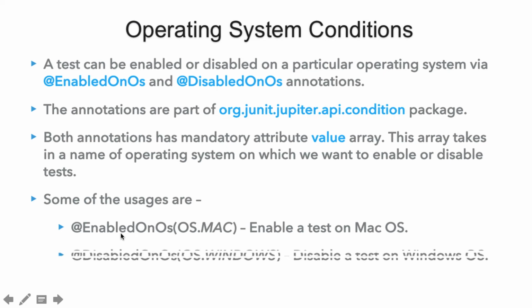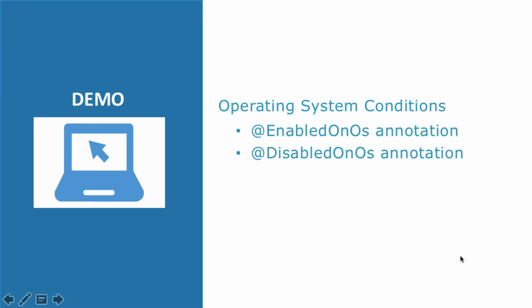And similarly, let's say if we provide @DisabledOnOs and we provide a value as OS.WINDOWS, so that particular test will be disabled on Windows operating system, and for other operating systems that test case will simply be executed. So friends, let's go to Eclipse and see the demonstration of the @EnabledOnOs annotation and @DisabledOnOs annotation.